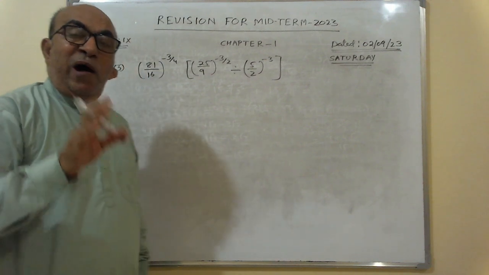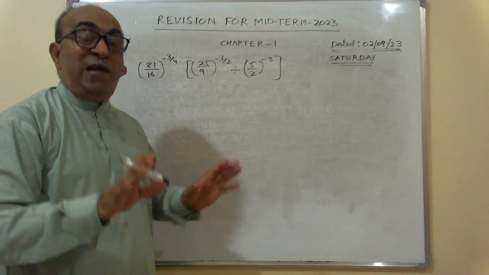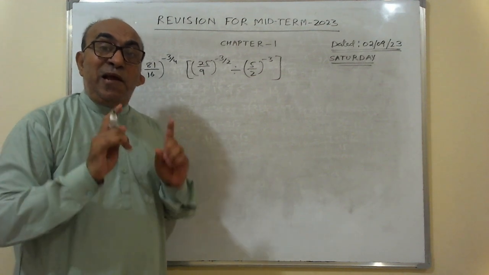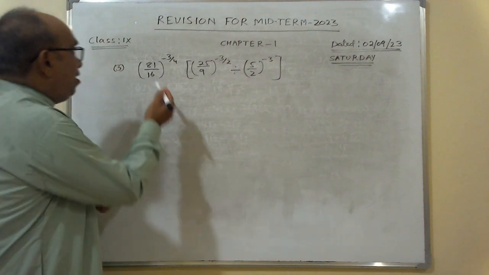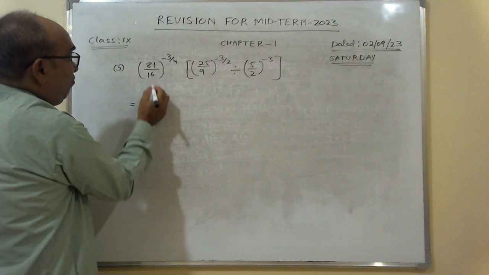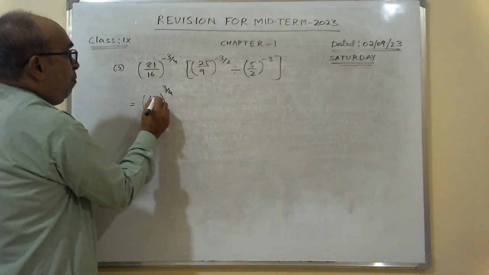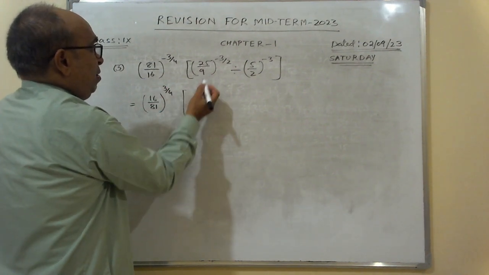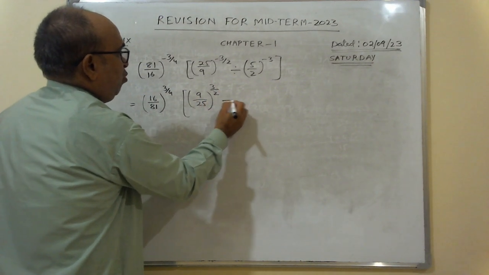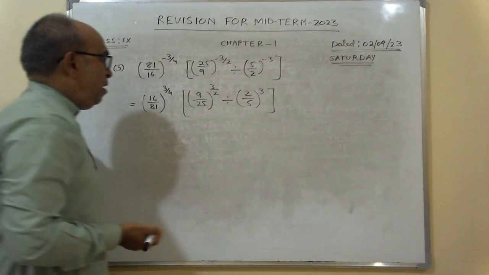So what do you do when you want to simplify an exponential problem? First you see the exponents must be positive. If they are not positive, then make them positive by writing the reciprocal of the base. This is negative, this is negative, this is negative. This is base. So reciprocal of 81 by 16 is 16 by 81. And when you write this reciprocal, the power will become positive. The second one, same thing, 9 by 25 whole to the power 3 by 2. Same as it is, 2 by 5 power 3, positive.